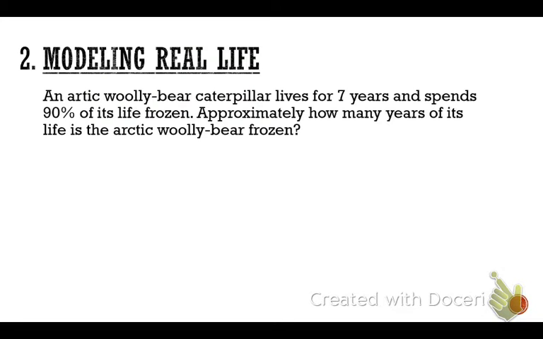This is a modeling real life problem here. An Arctic woolly bear caterpillar lives for 7 years and spends 90% of its life frozen. Can you imagine? Is that more or less than half of its life? That's more. 90% is more than half of its life it lives in a frozen stage, okay? I am wondering approximately how many years of its life is the Arctic woolly bear frozen out of those 7 years, okay? So let's start with our formula that we've done the whole day today. What's the formula? Is over of equals P over 100.